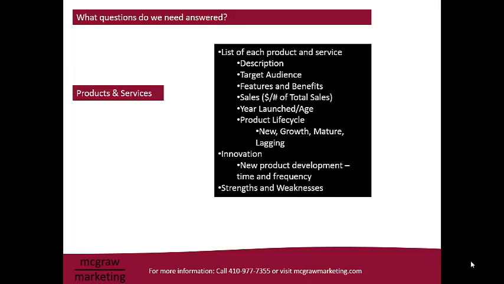Under products and services, you want to look at each product and service and break it down with a clean description, who the target audience is for that product or service, the key features and benefits, historical sales, not only in total dollars, but also as a percentage of total sales. What year was that product or service launched? How old is it? Where is it in the life cycle? Is it new? Is it in the growth phase? Is it in a mature phase or in the lagging phase?